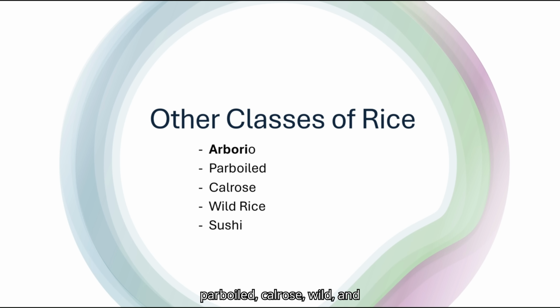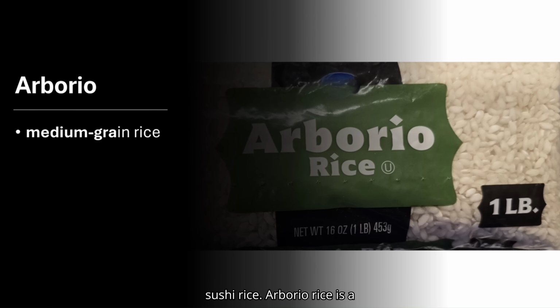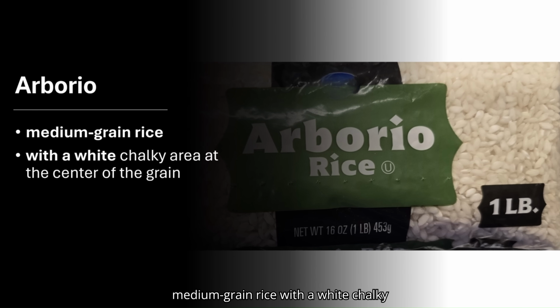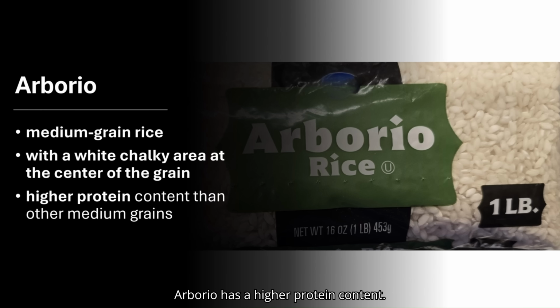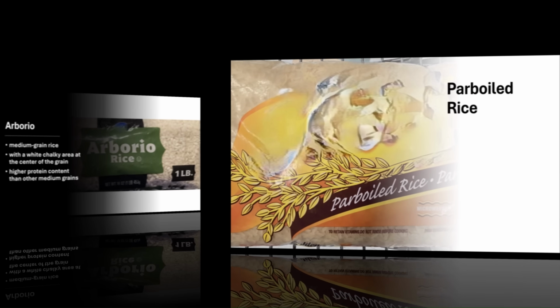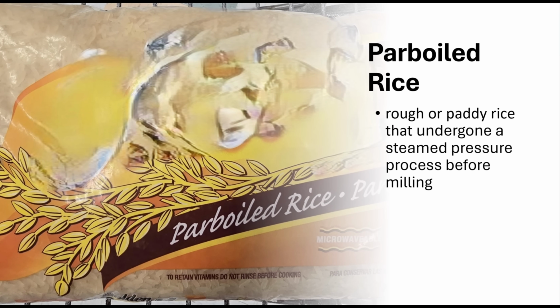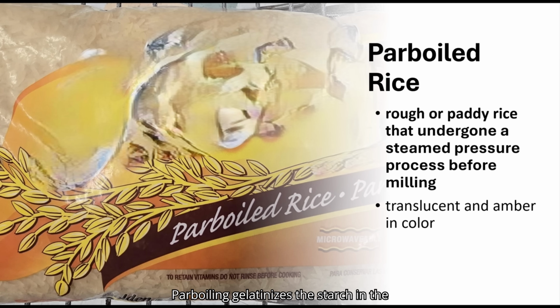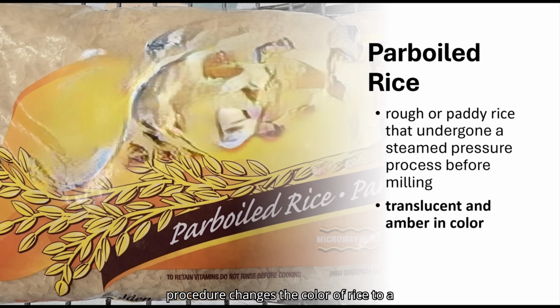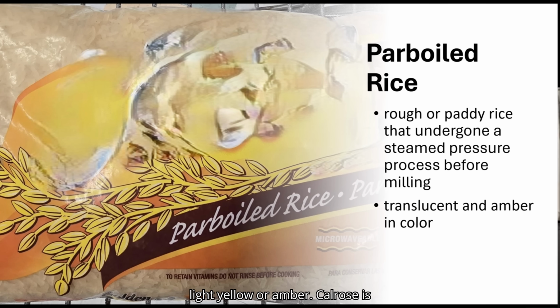Other types of rice available in the United States are arborio, parboiled, Calrose, wild, and sushi rice. Arborio rice is a medium grain rice with a white chalky area at the center of the grain. Compared to other medium grain rice varieties, arborio has a higher protein content. Parboiled rice is rough or paddy rice that has been subjected to a steamed pressure process before milling. Parboiling gelatinizes the starch in the grain, ensuring a firmer, more separate grain when cooked. Furthermore, this procedure changes the color of rice to a light yellow or amber.